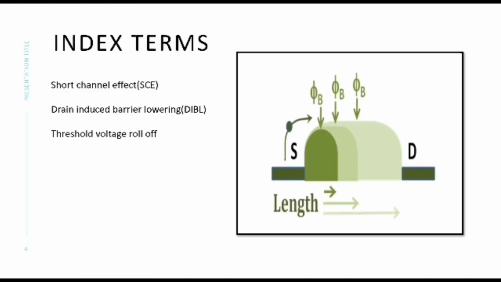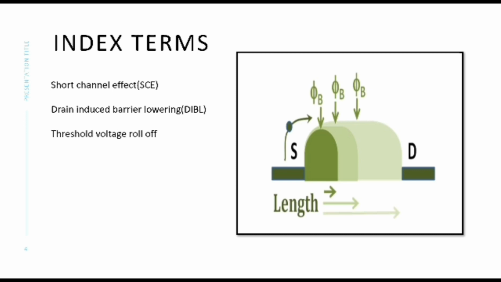So far we gave an overview about the things discussed in this paper, and now we will be giving a brief presentation about what is discussed and what they are tending to tell in this paper. So here are the index terms which are used in this paper. First of all, starting with short channel effect, then drain induced barrier lowering and threshold voltage roll-off.